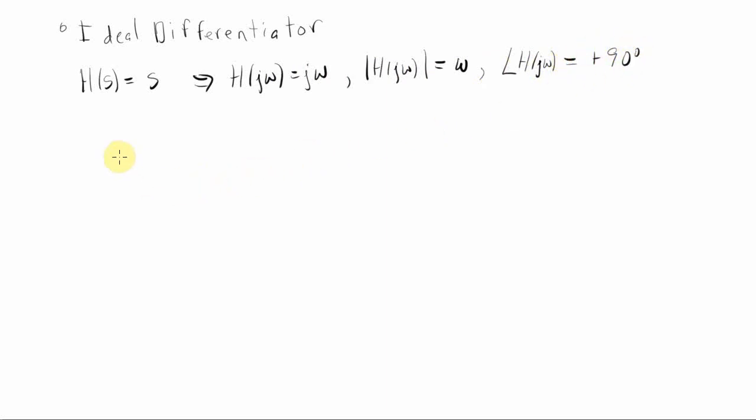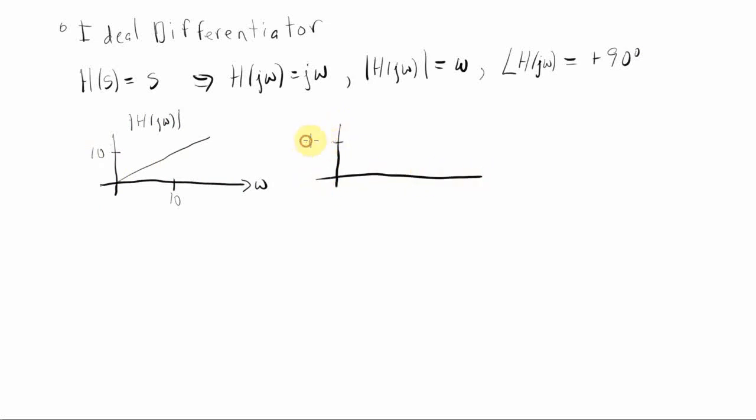So I could graph these quite simply. In this case, the magnitude response is just a straight line equal to omega. So for example, at a frequency of 10 radians per second, the magnitude response is 10, and the phase angle here is just plus 90 degrees at all frequencies. So that's the magnitude, omega, and this is the angle of H(j omega). Okay.